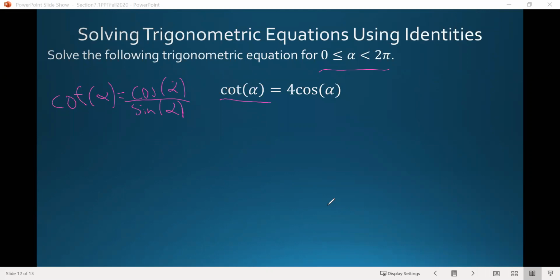So what we'll do then is here in our equation, make that substitution. This will become cosine of alpha over sine of alpha equals 4 times cosine of alpha. And then we probably don't want to keep that sine down there in the denominator. So we can get rid of that by multiplying by sine on both sides of the equation.